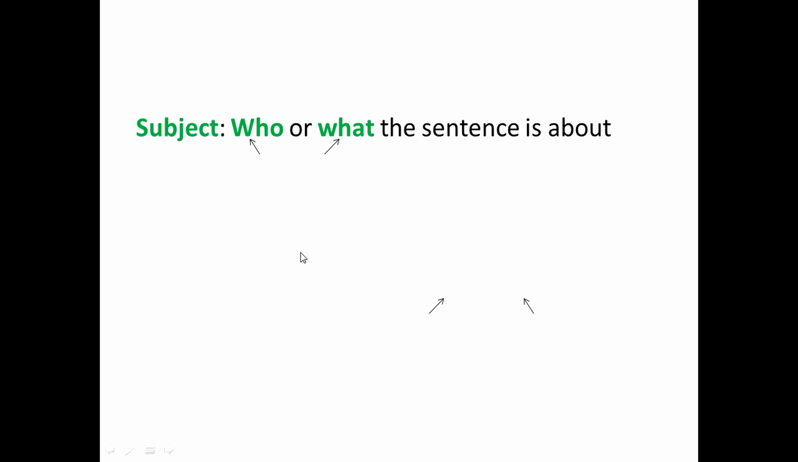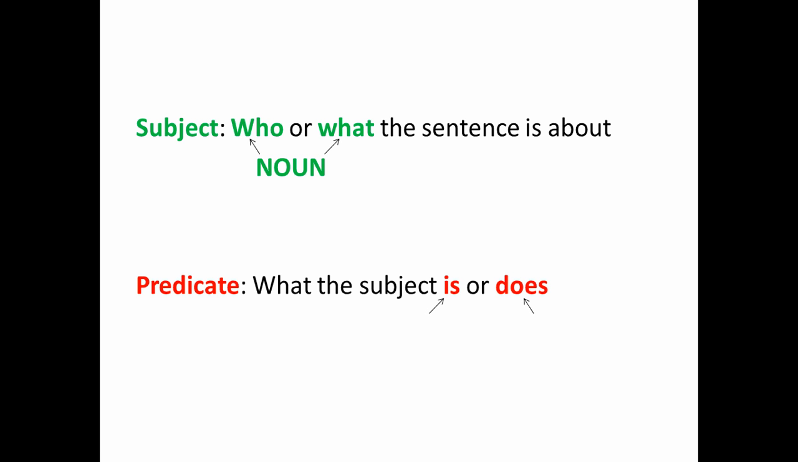The simple subject tells who or what the sentence is about. Notice that who would be a person and what would be a thing. These are nouns. The predicate tells what this subject is or what it does. Notice that is would be a state of being verb, and what something does would be an action verb. So when you're checking a sentence, you need to make sure that it has both of these parts. If not, it's what's called a fragment.